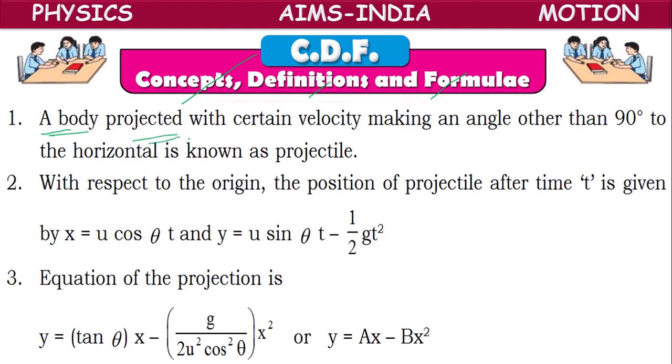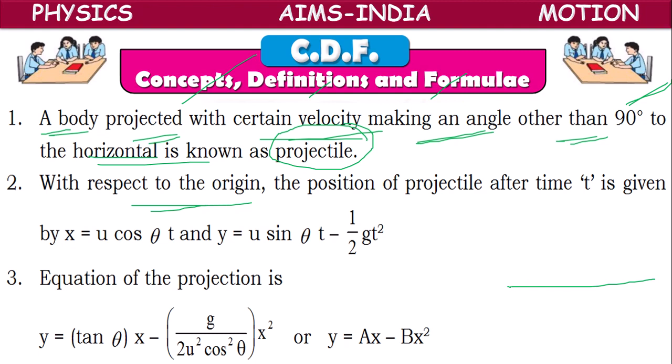A body projected with certain velocity making an angle other than 90 degrees to the horizontal is known as a projectile. Suppose with respect to origin, this is the horizontal, this is the vertical. If we are projecting a body with a velocity at an angle other than 90 degrees, then its path will be like a parabola, which is called a projectile. This is the horizontal direction, vertical direction. This is the theta angle with which we have projected the body into the air.